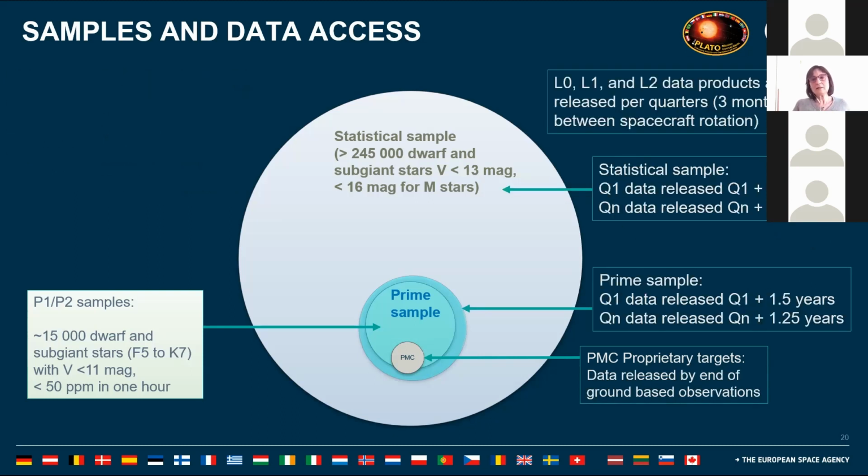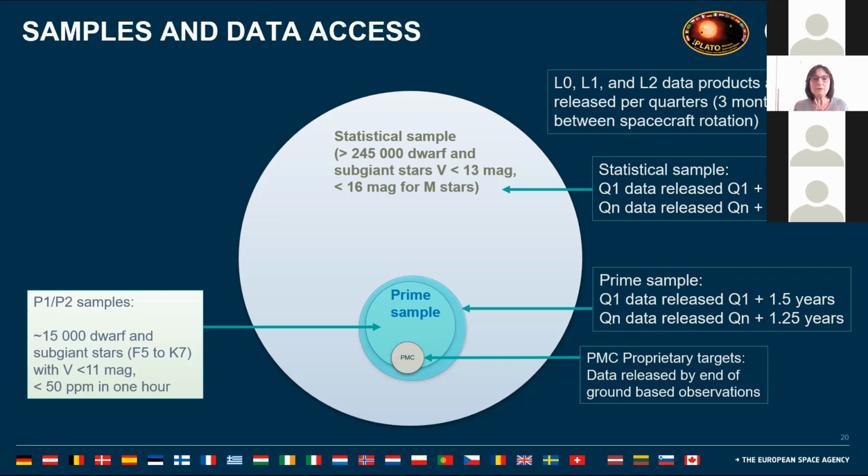Well, how are these data going to be released? Well, for the level 0, the level 1, and the level 2 data products, they are all released per quarters, and this is associated with a 3-month period that we have between the spacecraft rotations. And then for the statistical sample, the release will be almost immediate. So for the first quarter of data, we will release it 9 months afterwards, but this is just because it's the first one. And for the subsequent quarters, the data will be released 6 months after it is observed.